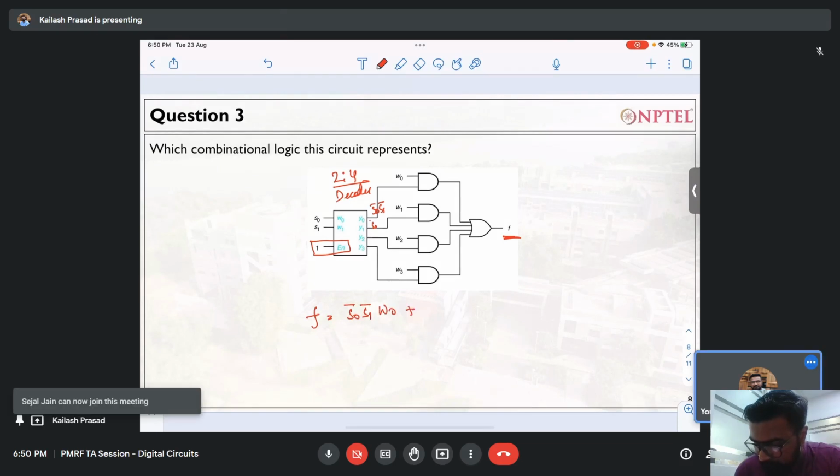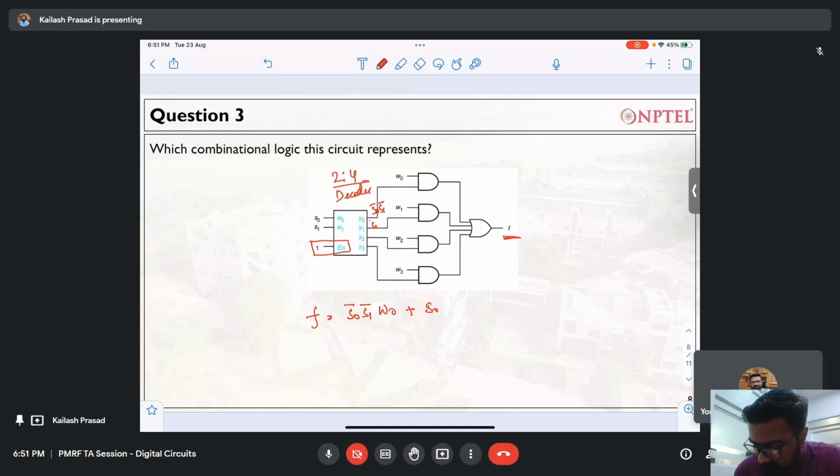Second minterm will be S0 bar, S1, W1. Plus S1 bar, S0, W2. Plus S1, S0, W3.